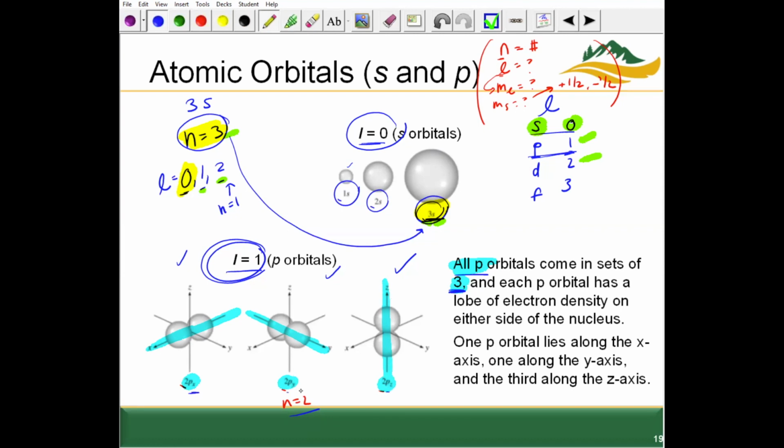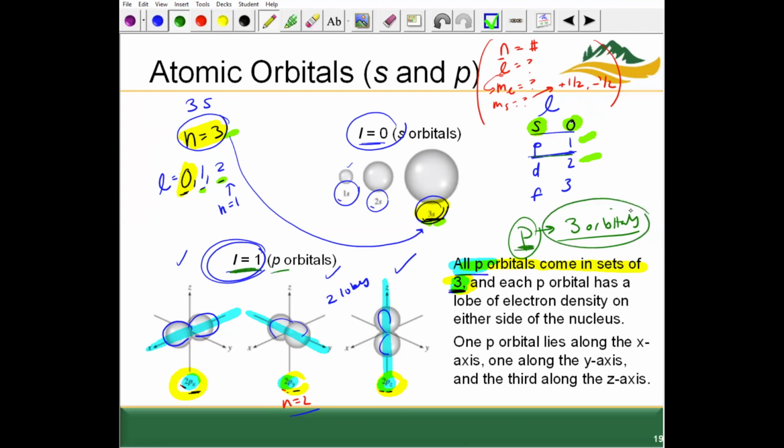The px, py, and pz orbitals are described as having two lobes each. Px is two lobes, py is two lobes, pz is also two lobes. The px is one orbital, py is another orbital, and pz is another orbital. So all p orbitals come in sets of 3. When L is equal to 1, we have p orbitals, and in p orbitals, we have 3.